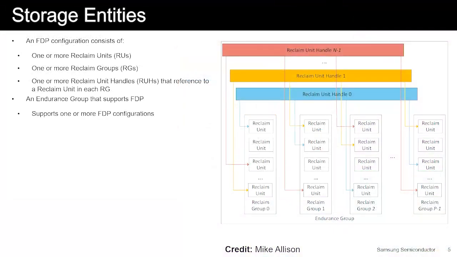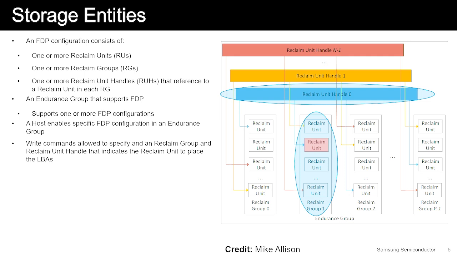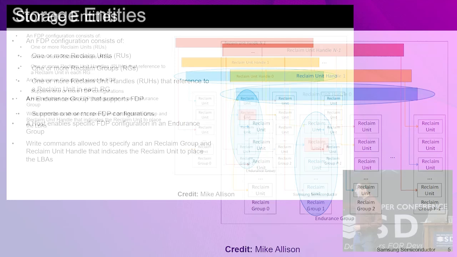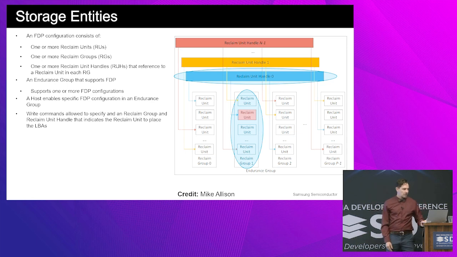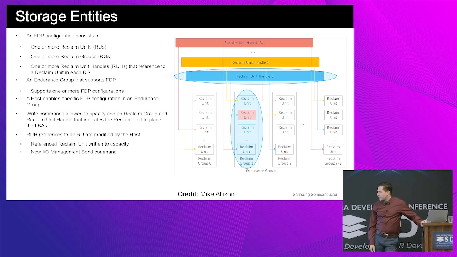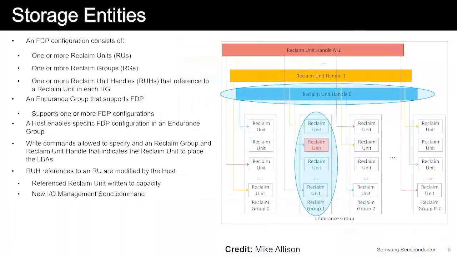A drive might support one or more FDP configurations, and the host can enable those on an endurance group. And when you provide those write commands, you can address and have data come in from a reclaim unit handle and the reclaim group and get exactly into the particular, the diagrammed red reclaim unit there. And when you provide modifications, you can go through the RUH to provide some host management of those capabilities.